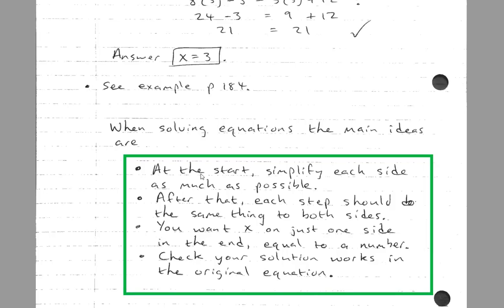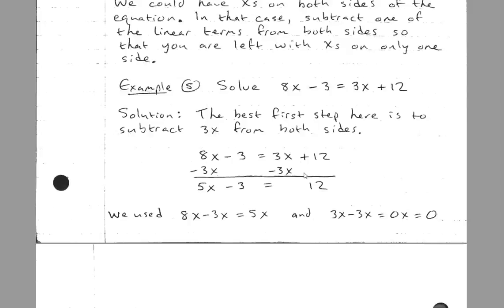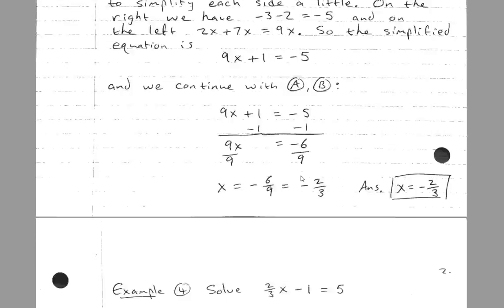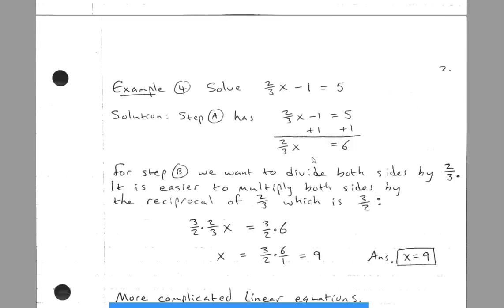Alright, so just summarizing our main ideas. So when we're solving these linear equations, at the start, simplify each side as much as possible. Okay, so we saw that in this example 3, we combine these two numbers and combine the 2x and the 7x.